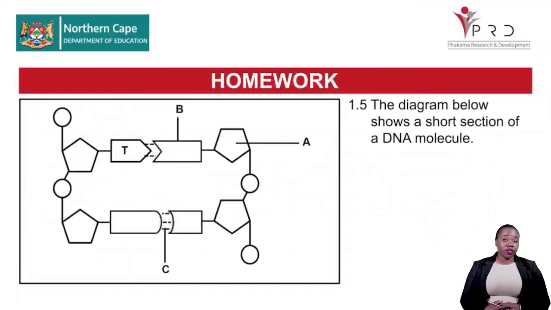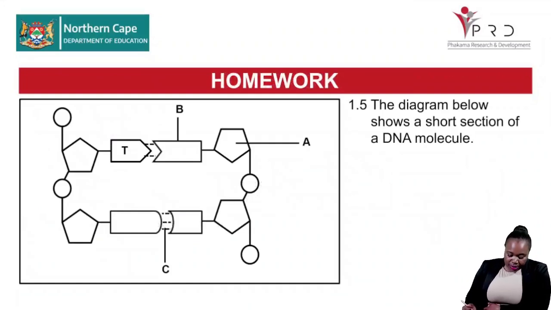Question 1.5 of the same paper. It says here, the diagram below shows a short section of a DNA molecule, right? So a DNA molecule is shown there, and then as we can see, we have A, B, and C. Make sure you label these before you can even carry on, right? Now, with this question, as you can see, B, it's a thymine. It means that at A, it's an adenine, right? So you can then say that B is adenine.